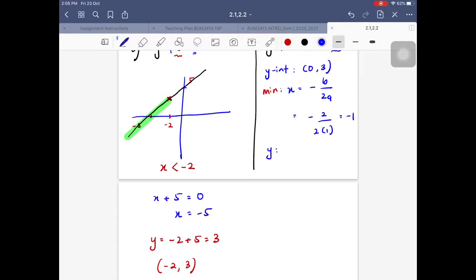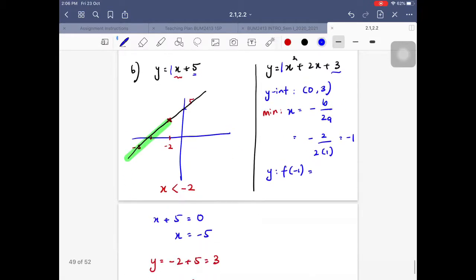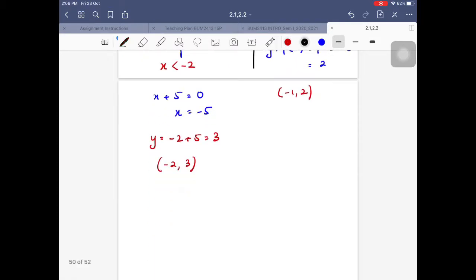And as for the y coordinate, what I have to do is find what f of -1 is going to be. When I substitute x equal to -1, I end up with -1 squared, so that's 1, plus 2 multiplied by -1, that's -2, plus 3. So therefore, I will get a value of 4 minus 2, so that's 2. So my coordinate, the minimum value, is going to be at (-1, 2).